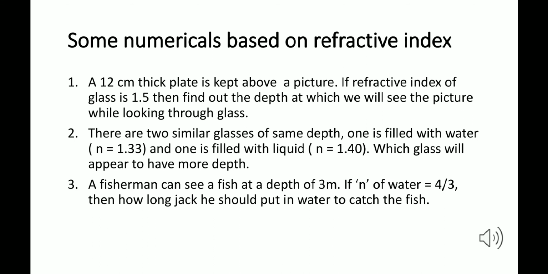Now, according to the formula, refractive index is equal to real depth upon apparent depth. So, in place of refractive index, you will keep 1.5. In place of real depth, you will place 12 centimeters, and apparent depth you have to find out. So you will assume it as x, y, z, anything. Now let us assume it as x. So x is equal to 12 divided by 1.5. So decimal will be gone. So it will be 120 upon 15. If you cancel, 3 5s are 15 and 3 40s are 120. And then if we divide, it will be 8 centimeters. So the picture will appear at 8 centimeters while looking from above the glass.